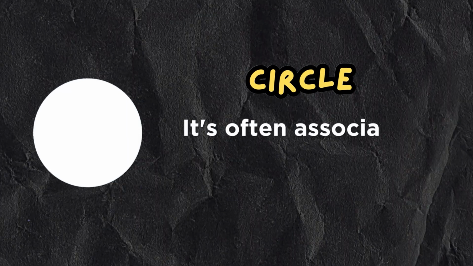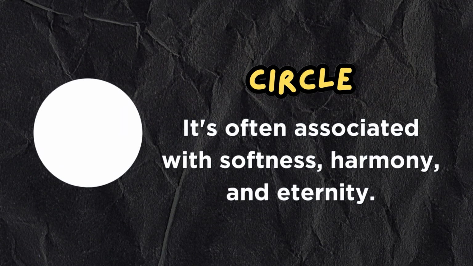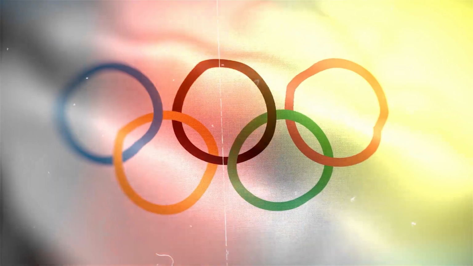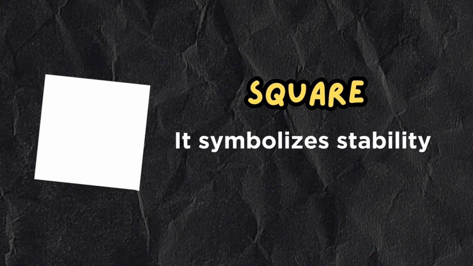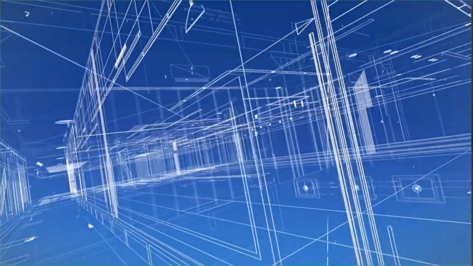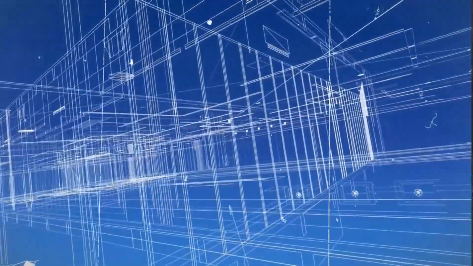Ang circle, it's often associated with softness, harmony, and eternity. In the Olympic Rings logo, ang interconnected circles represent unity among nations. Ang square naman symbolizes stability, balance, and structure. Many buildings and architectural designs incorporate squares to convey reliability.